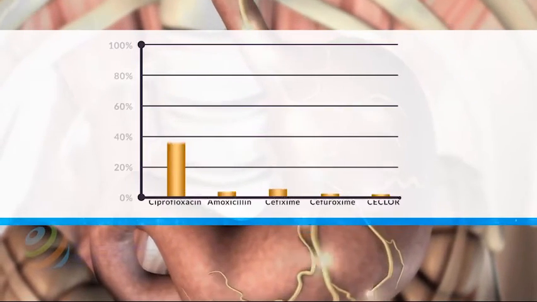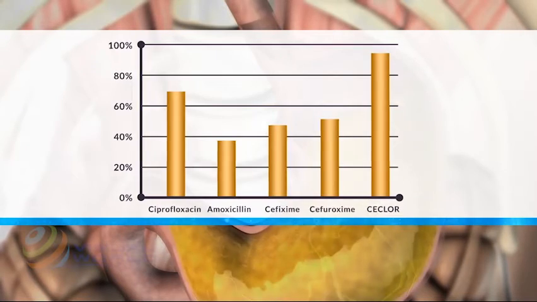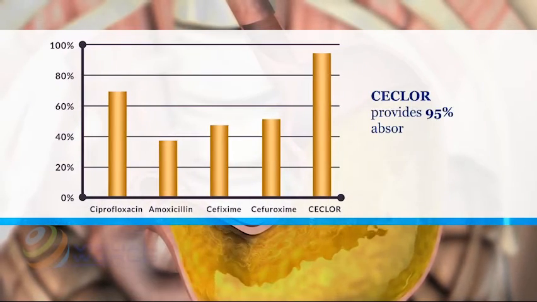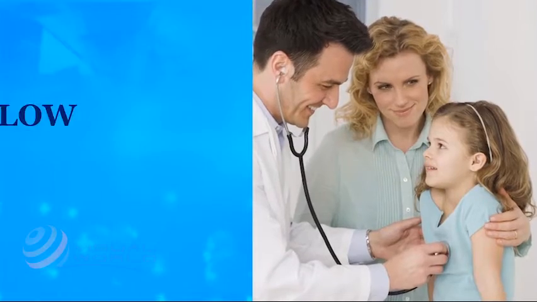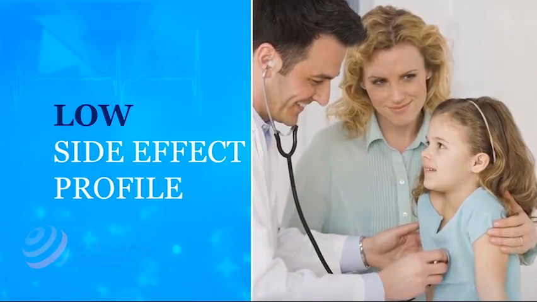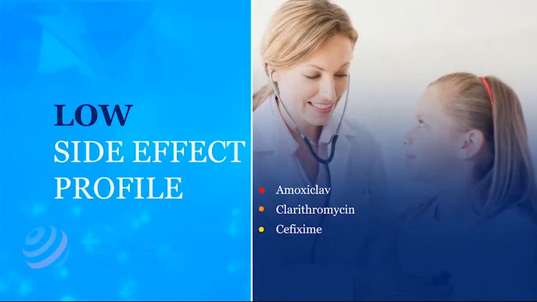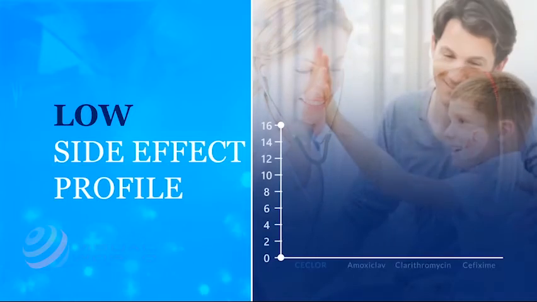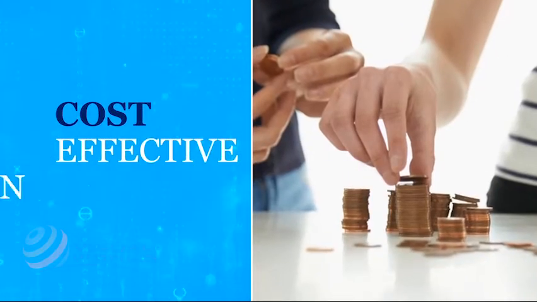High absorption in GIs. As compared to other antibiotics that include ciprofloxacin, amoxicillin, cefixime, and cefuroxime, Ceclor provides 95% absorption in upper GIs. Low side effect profile. As compared to amoxiclav, clarithromycin and cefixime, Ceclor is having very low incidence of diarrheal side effects in children.